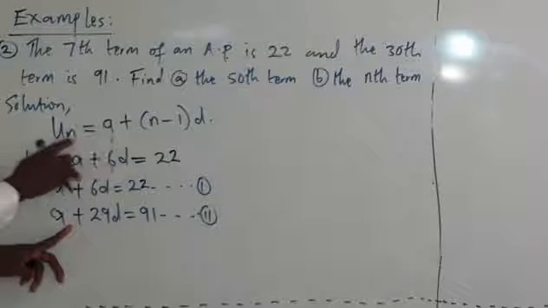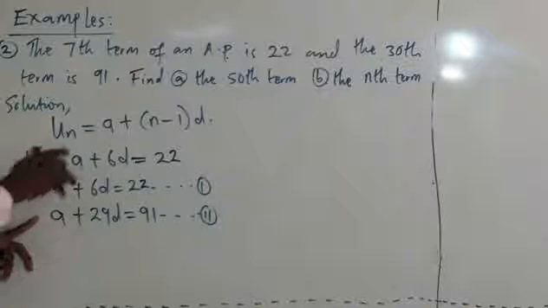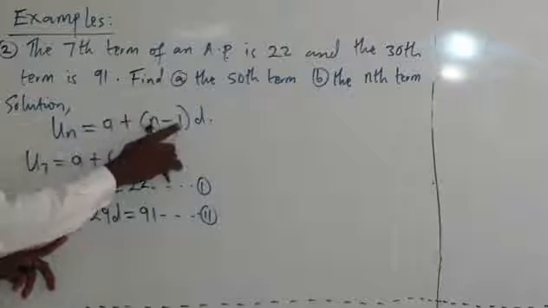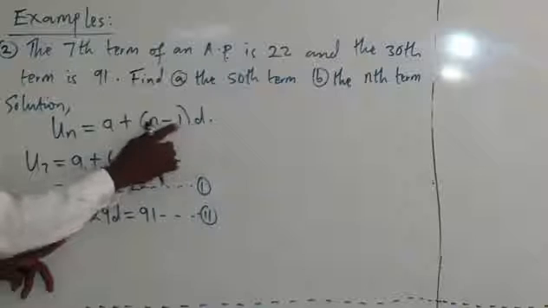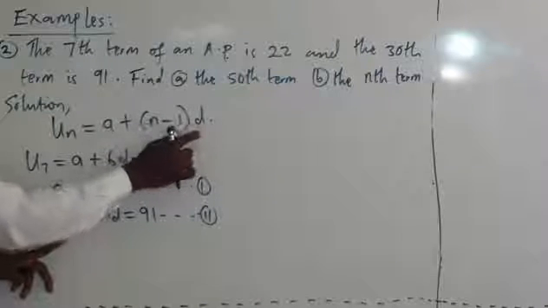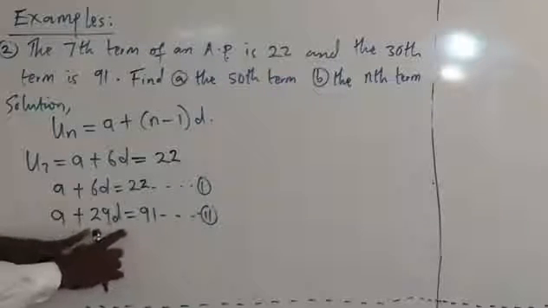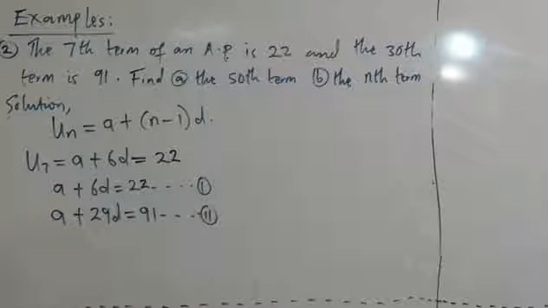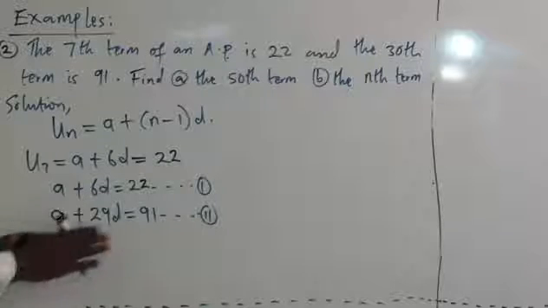So from here, when n is 30, u30 equals a plus 30 minus 1, that is 29, 29 times d, which is 29d. So a plus 29d equals 91. That's equation 2. So we now solve these two equations simultaneously, either by elimination method or substitution method. But I would prefer the elimination method in this case. So let's eliminate the a first to get the value of d.